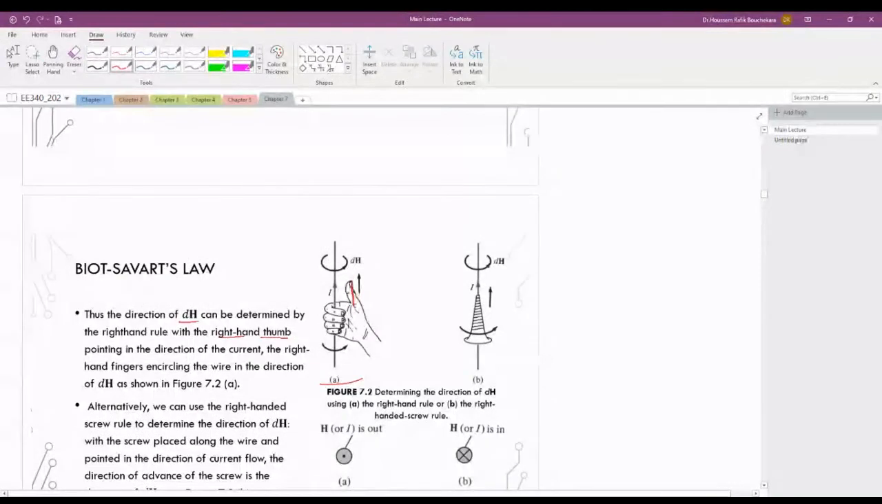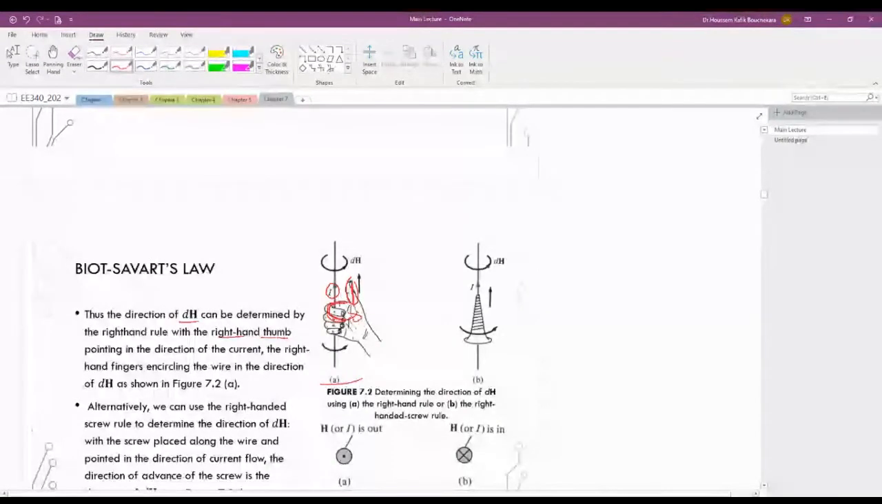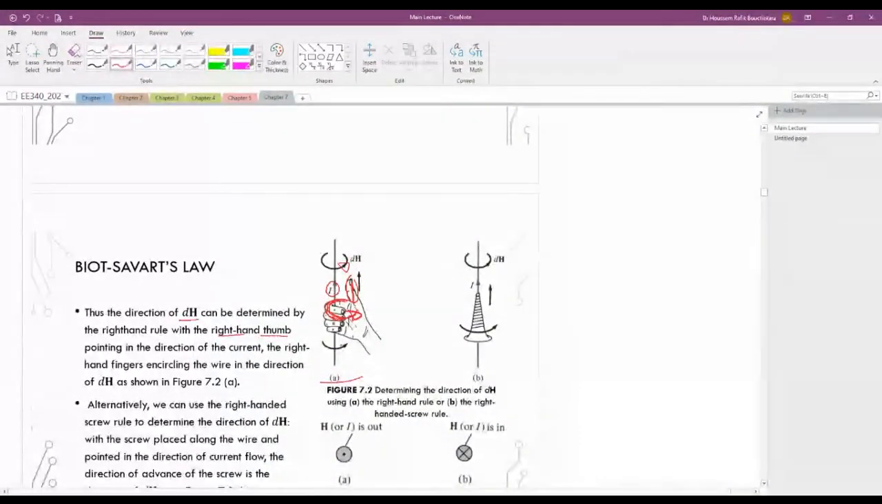For the first one, I put my right hand thumb in the direction of the current and close my fingers. This direction is the same as the direction of dH. This gives me the direction of dH. So I put my right hand thumb in the direction of the current, then the direction of closing my fingers will give the direction of the H. And the same thing we can get from the right handed screw rule. If the screw advances in the direction of the current, the rotation of this screw is the direction of H.